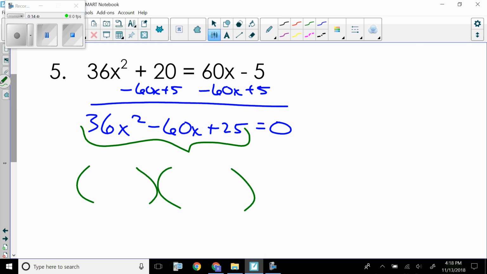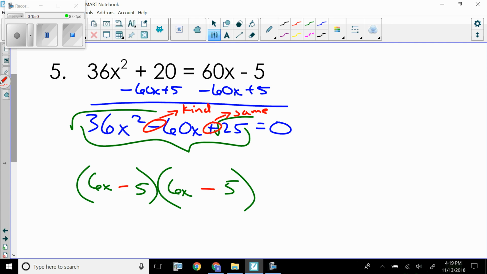I got the square root of 36x squared is 6x and 6x. First comes first. And the square root of 25 will be 5 and 5. This sign tells me that they're the same. So they're either both positive or both negative. This sign tells me what kind. Oh, well, then that means that they're both negative. That equals 0.